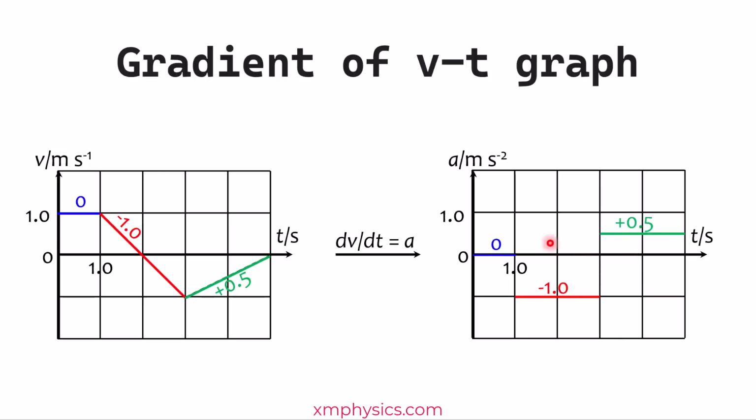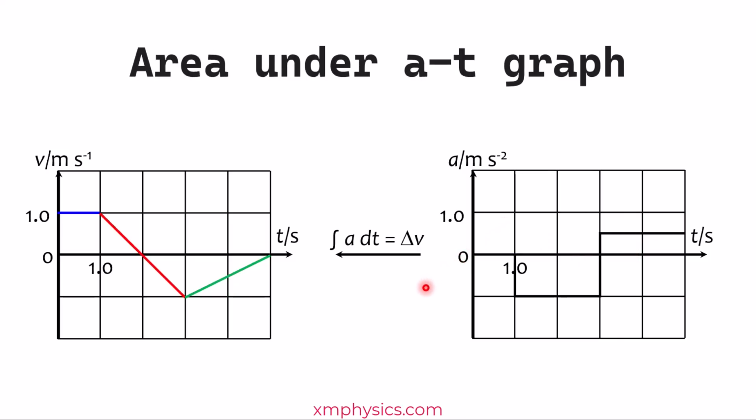So we're done actually, but for completeness' sake, let's try to work our way from the AT graph to the VT graph. So the area under the AT graph is the change in velocity. During the first 1 second, there's no acceleration. That's why the velocity doesn't change. It remains at 1 meter per second.